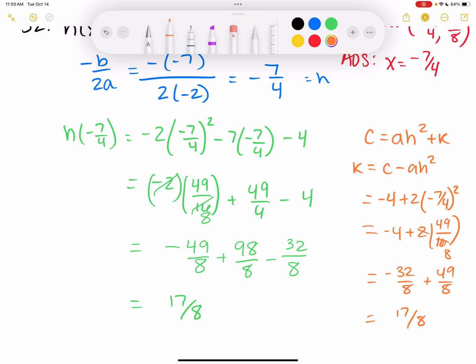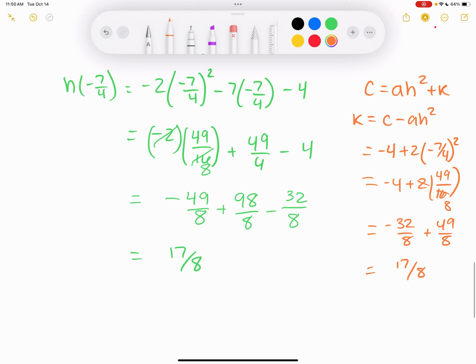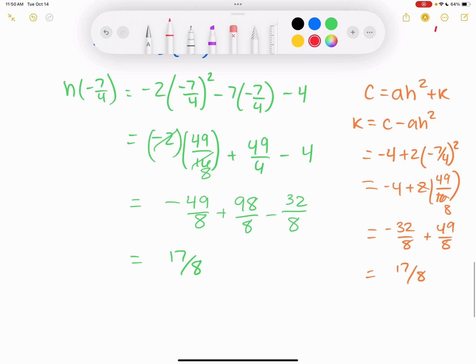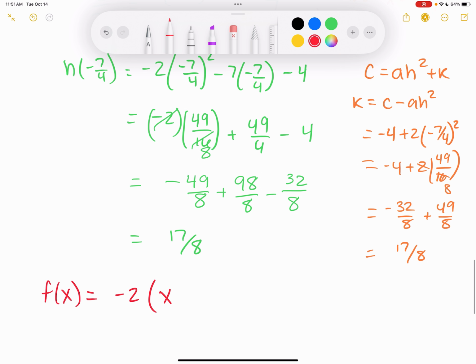Anyways, now I'm not done. I want to write my equation in vertex form. So my equation would be f of x is equal to negative 2, so it's whatever value is on A, times x, the opposite sign, so this is going to be plus 7 over 4, squared, plus 17 over 8.